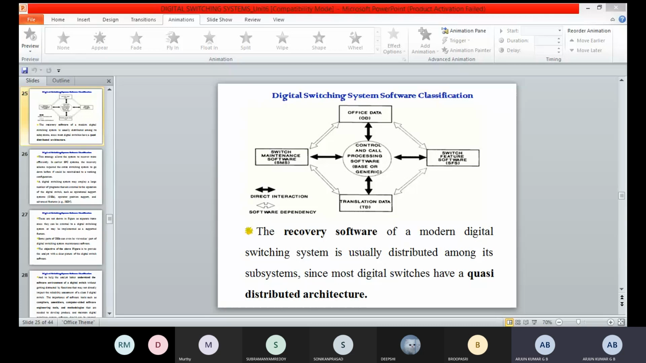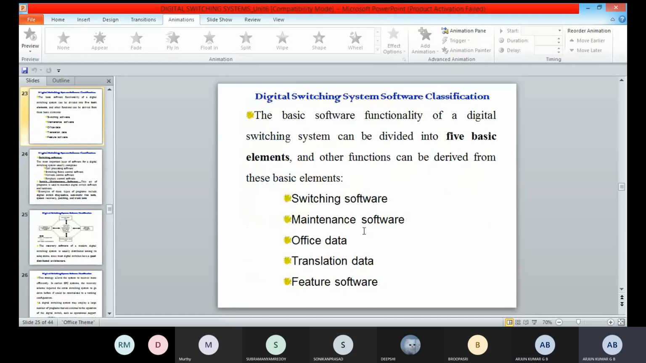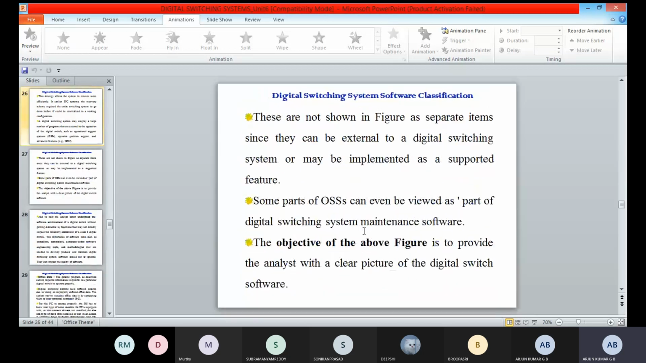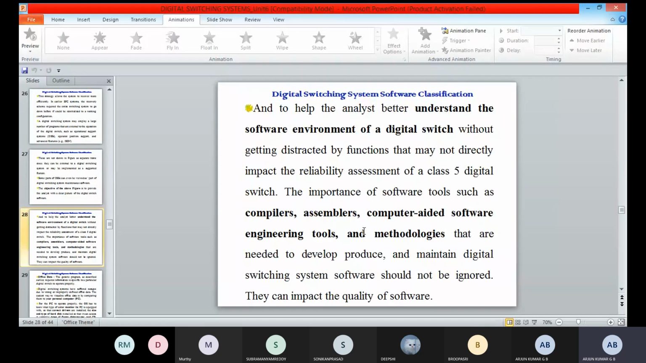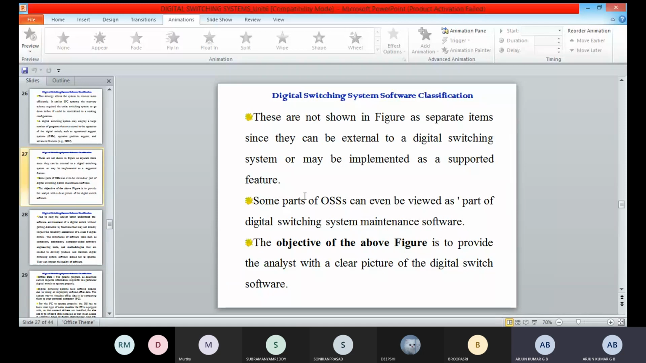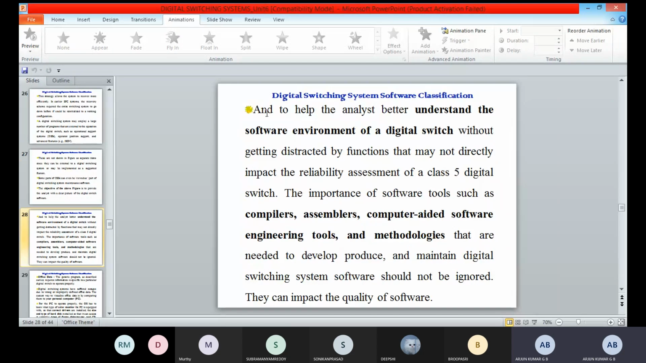Okay. These are the classification of this software. Based on that, the objective of the above figure is to provide the analyst with a clear picture of the digital switching software. It will help the analyst to better understand the software environment of the digital switch without getting distracted by functions that may not directly impact the reliability assessment of the class 5 digital switch.